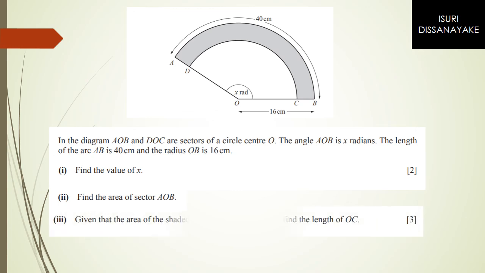This is another question that you can try on your own. You have a smaller sector and a bigger sector. So using the formula A equals half r squared theta, with two different radius values, you can find the area of the small sector and the big sector. Also, they have given you the area of the shaded region as 140 square centimeters. The difference of the two areas, area of the large sector minus the area of the small sector, is equal to 140. So you can work out and get the answer for the length OC.